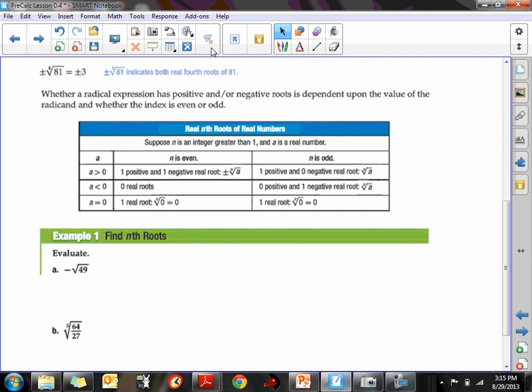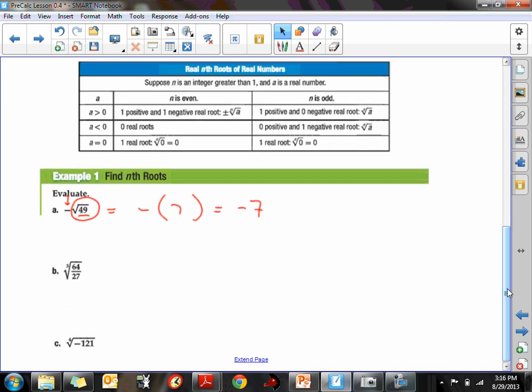It says evaluate the opposite of the principal square root of 49. Well, since it's the square root of a positive, they're asking for the positive back, but we have a negative sign sitting up front. So the opposite of the principal square root of 49 is the opposite of 7, which is nothing more than a negative 7. Okay, in example B, they want the cube root of 64/27.